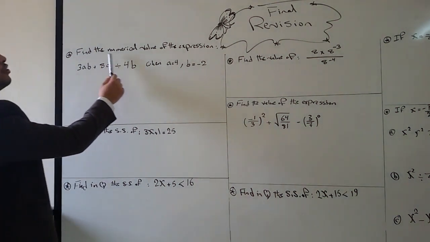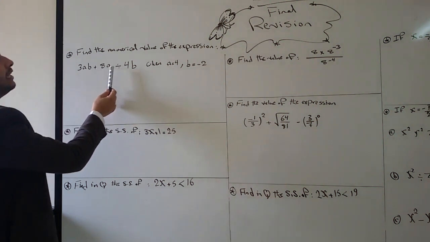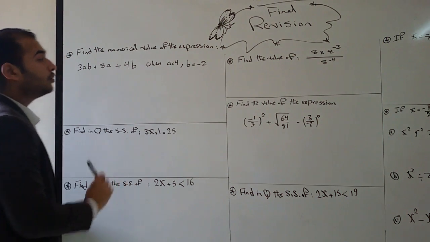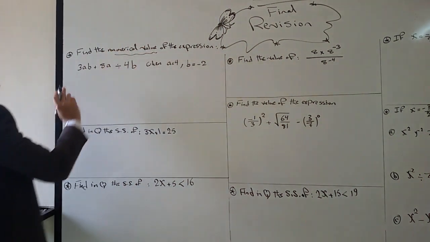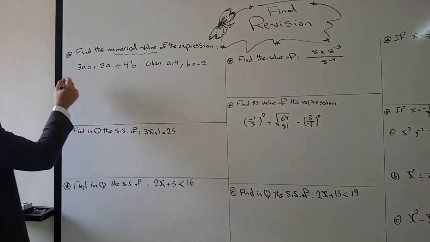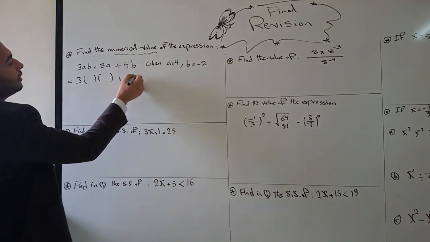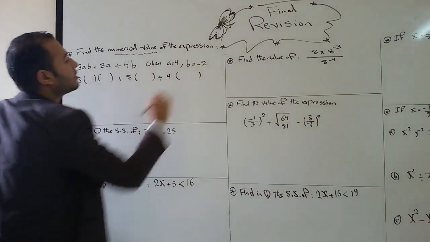Number 1. Find the numerical value of the expression 3ab plus 8a divided by 4b when a equals 4 and b equals negative 2. I want to find the numerical value where a equals 4 and b equals negative 2. Then it equals 3, with brackets for a and b, plus 8 with brackets for a, divided by 4 with brackets for b.